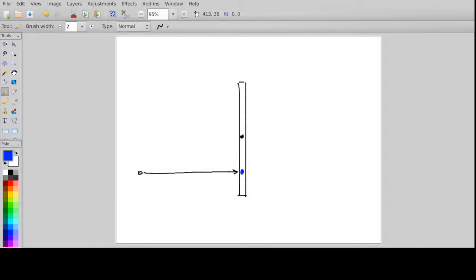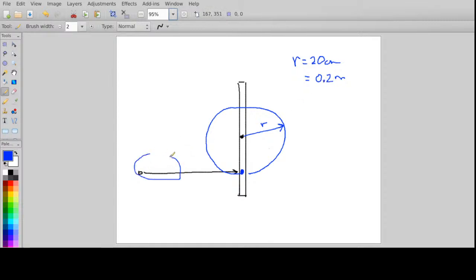Now, when the bullet is embedded and it's spinning around the axis of rotation, where is that bullet spinning? It's spinning like this, isn't it? That's not a circle, but you get the idea. What's the radius of that circle? Well, the radius R is how far the bullet embedded itself from the axis. I just told you a minute ago, it embedded itself 20 centimeters, in other words, 0.2 meters. There's your R.